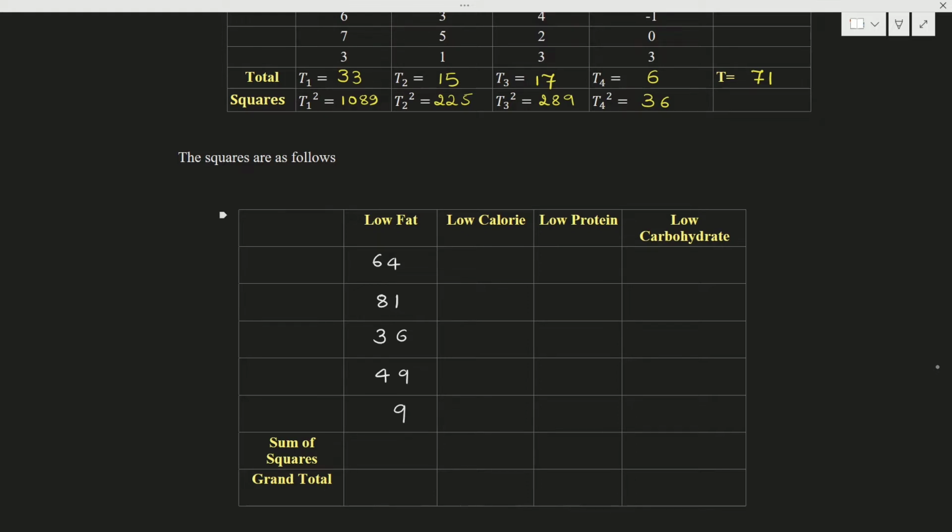The same way for the calorie column, 2 squared is 4, 4 squared is 16, 3 squared is 9, 5 squared is 25, and 1 is 1. Then 9, 25, 16, 4 and 9. In the last column, 2 squared is 4, 2 squared is 4, 1, 0 and 9.